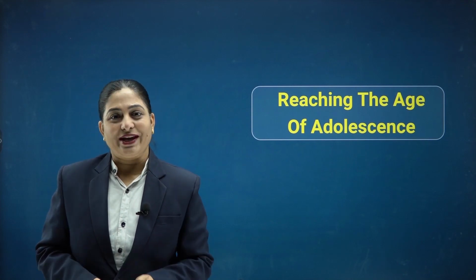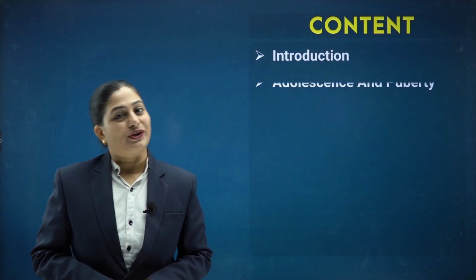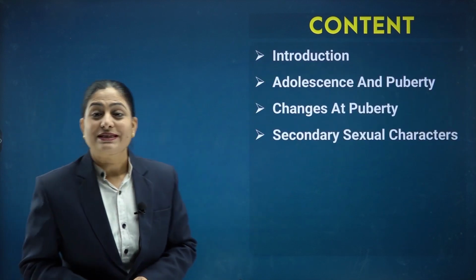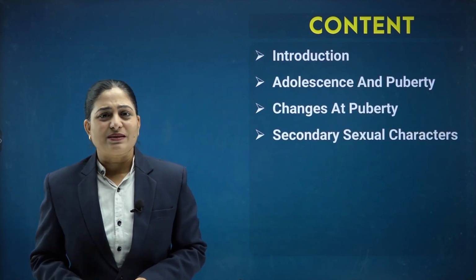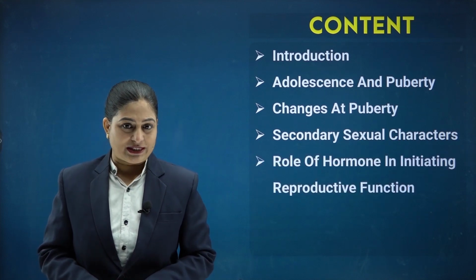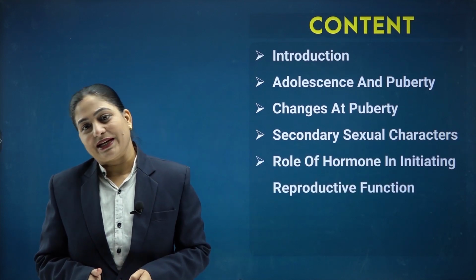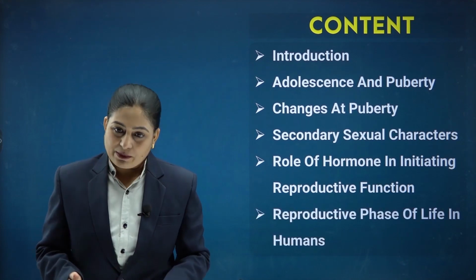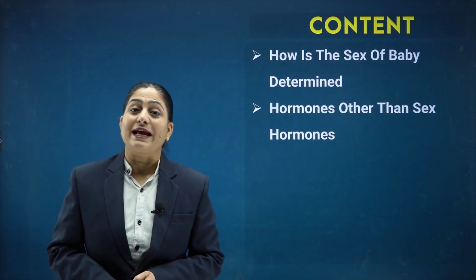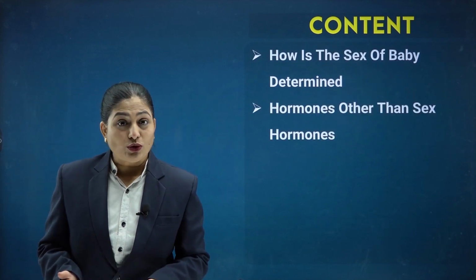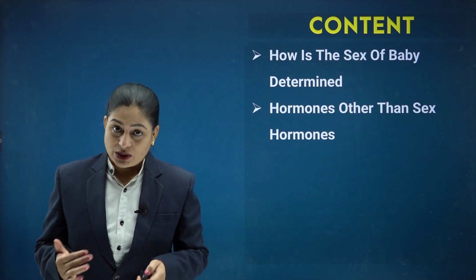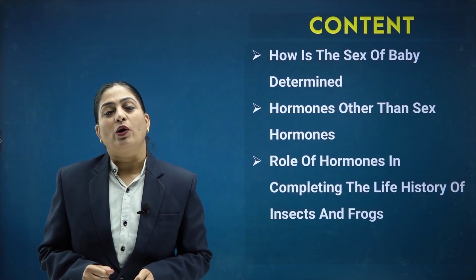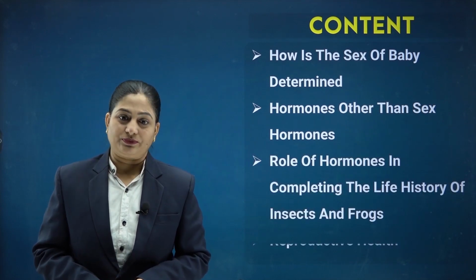Let us start. In this chapter, we'll start with the introduction part, then we'll talk about adolescence and puberty. We'll discuss what the changes at puberty stage are, secondary sexual characters, the role of hormones in initiating reproductive function, and the reproductive phase of life in humans. Then we'll talk about how the sex of a baby is determined, and hormones other than sex hormones released in our body and what their role is.